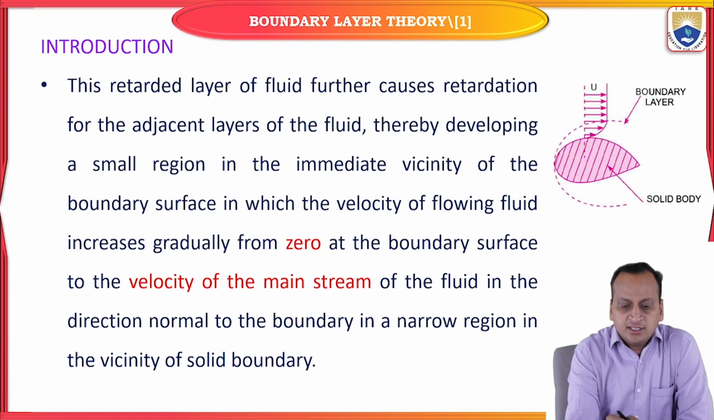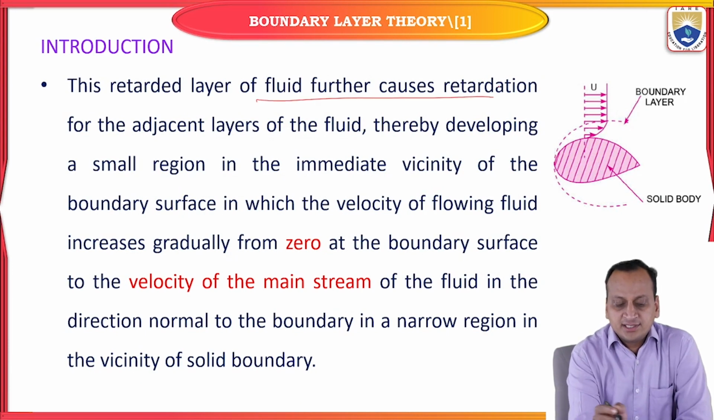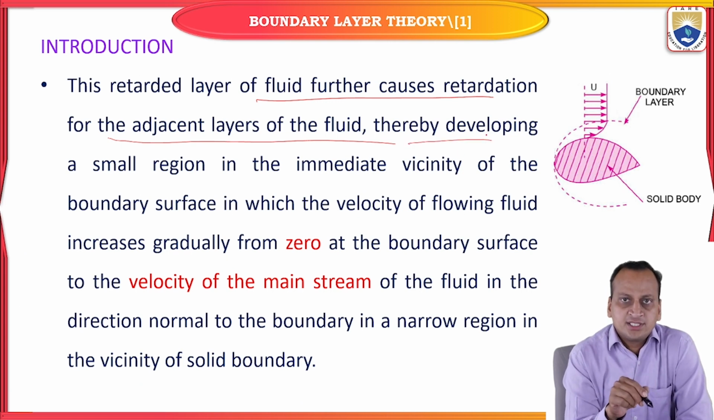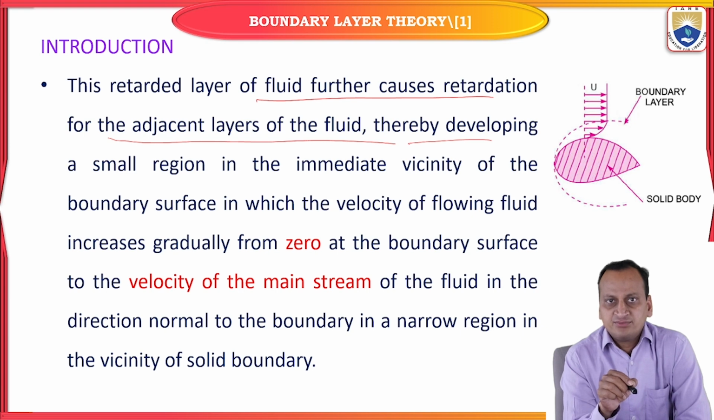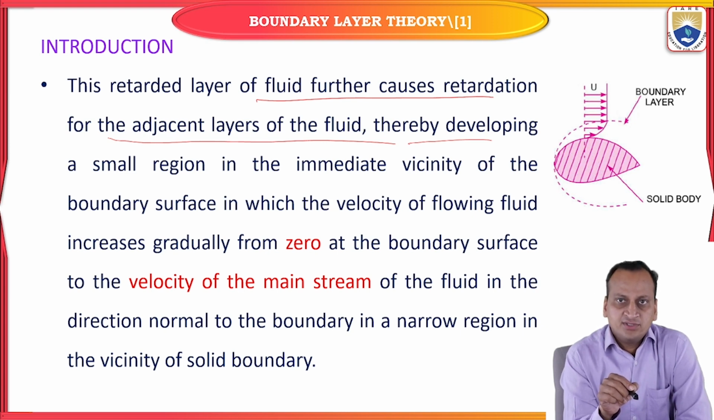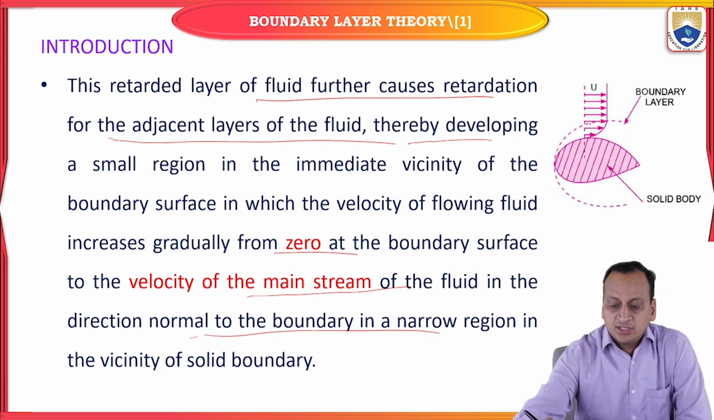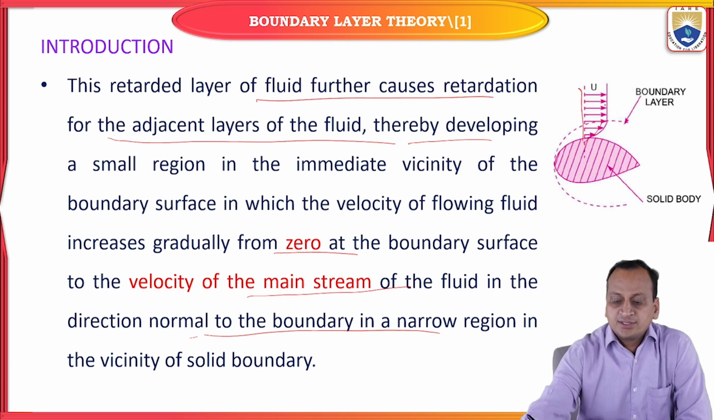This retarded layer of fluid further causes a retardation of the adjacent layers, thereby developing a small region in the immediate vicinity of the boundary surface in which the velocity of flowing fluid increases gradually from zero to the mainstream velocity in the direction normal to the solid body.